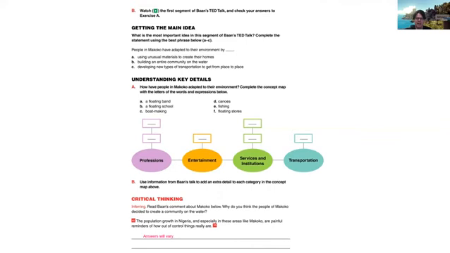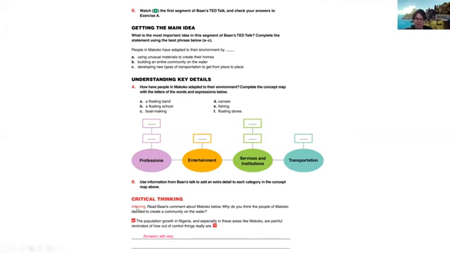We're going to getting the main idea. And then we have understanding key details. So you have jobs, that's what that word means. Entertainment, services and institutions, transportation. These words will go here. Critical thinking, answers will vary means not everybody will think the same. But these are things that you should be thinking about.